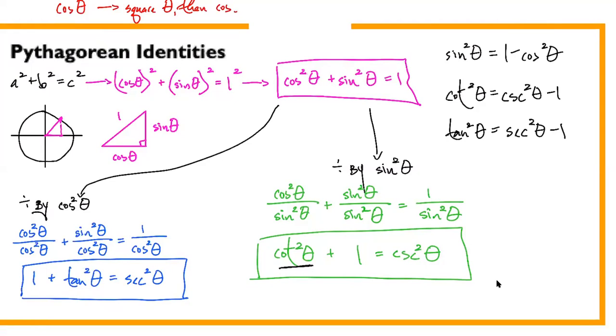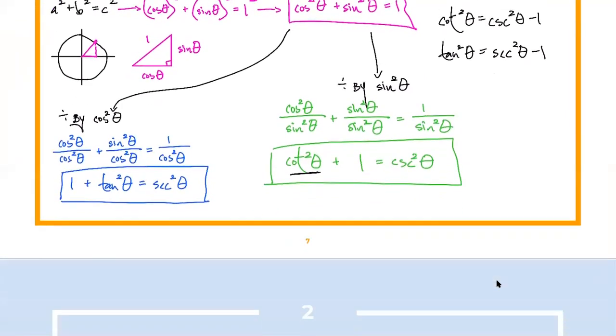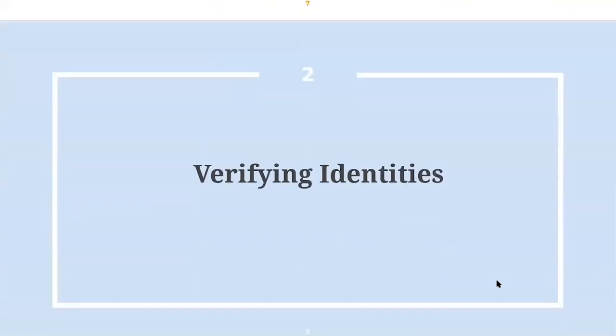And more often than not, we'll see sine squared in an identity and we want to replace it with 1 minus cosine squared. Okay, or we'll see tangent squared and we can replace that with secant squared minus 1. All right, so let's get to practicing verifying identities.